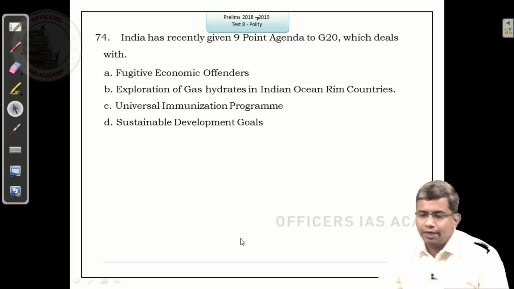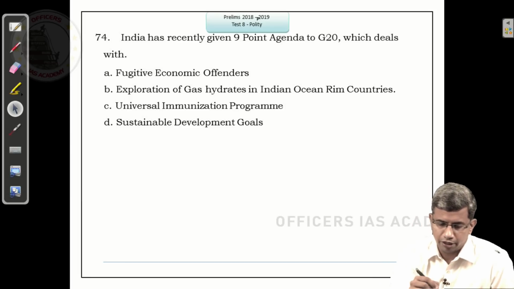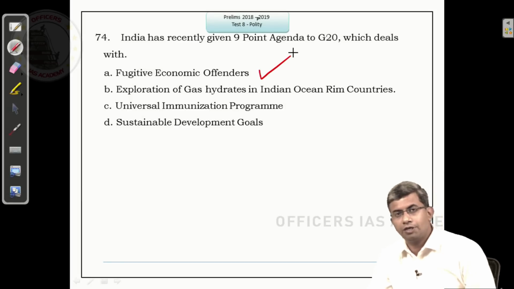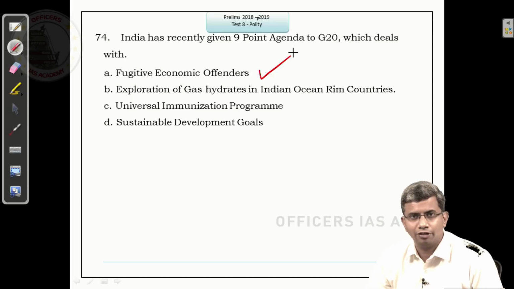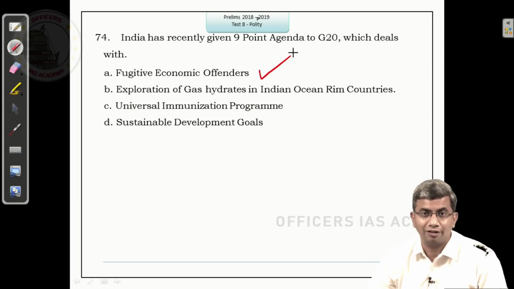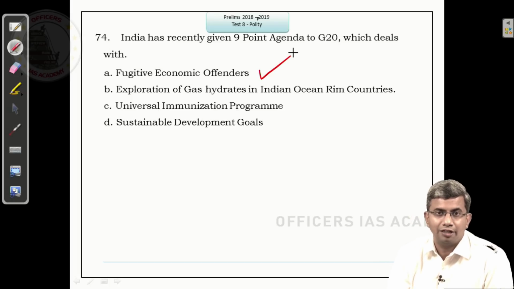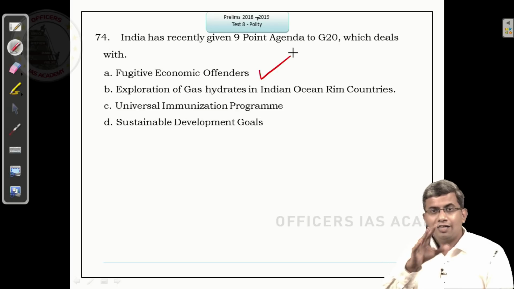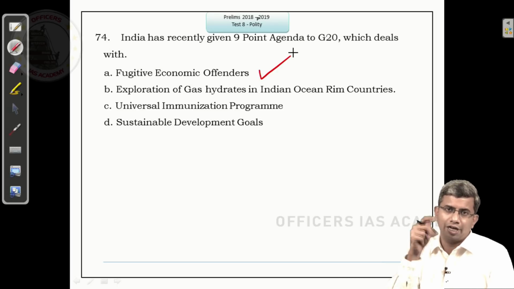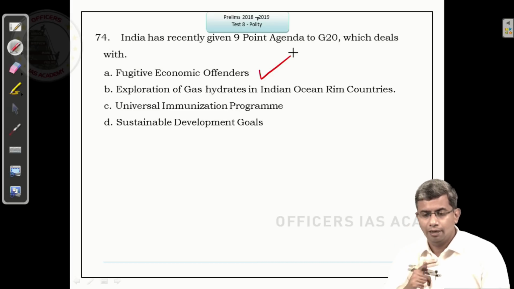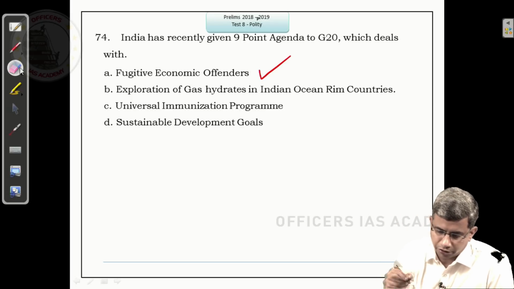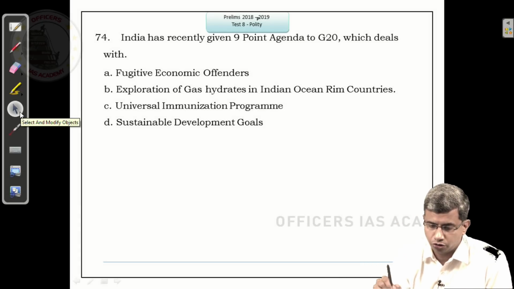Moving on, India has recently given a 9-point agenda to the G20 which deals with fugitive economic offenders. Most fugitive economic offenders go and settle down in one of these G20 countries, or they may have a lot of property in these G20 countries, right? Extradition becomes difficult from these countries because there are very strong laws there, or at least property will be held in these countries. So taking into account both these factors, especially the property aspect, we have given directives. Please go through it once, but it is related to fugitive economic offenders. It has been a lot in the news recently, so please be aware of it.